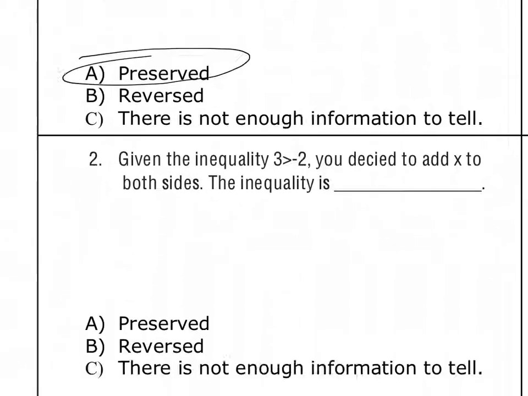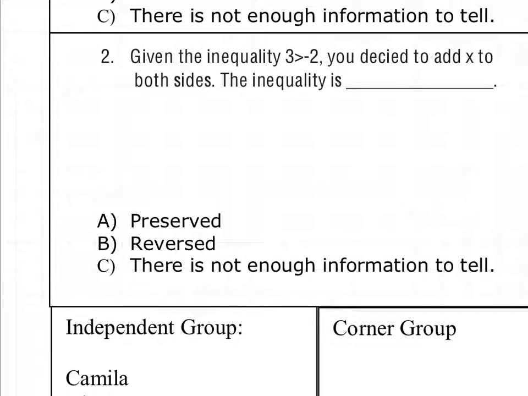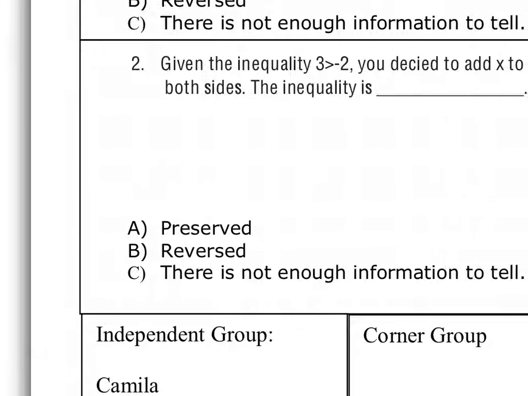Coming down here, we see that given the inequality 3 is greater than -2, we decide to add x to both sides. So when we add x to both sides, again, it doesn't matter whether x is positive or negative. We don't really need to know anything about x. We know that it's going to be preserved.